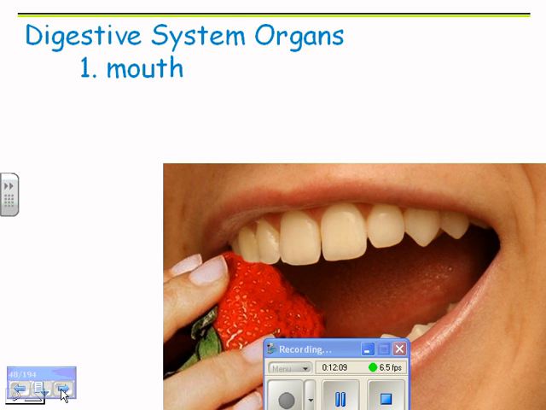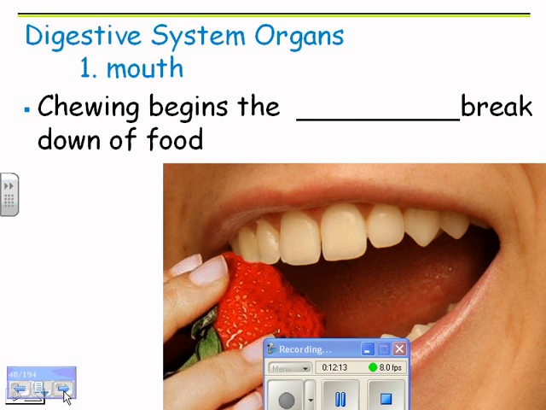Digestive system organs: the mouth. So chewing begins what we call the mechanical digestion of food, or the mechanical breakdown of food. First, you got to get it into teeny little pieces so the enzymes can get at it.